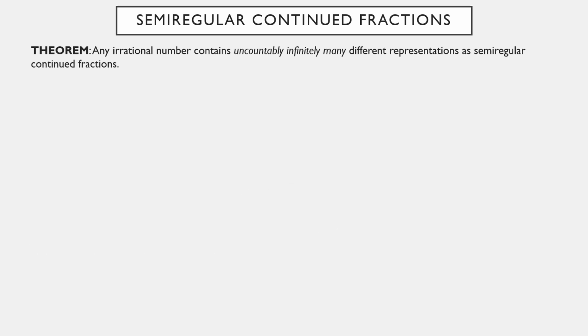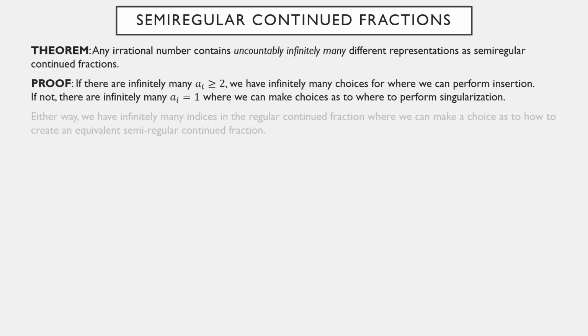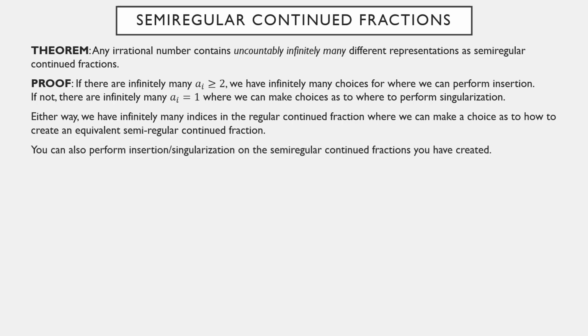You can insert again. Now we can complete the proof that an irrational number has uncountably many different representations as semi-regular continued fractions. Wherever you have a partial quotient 2 or larger, you can choose to perform insertion or not, and you can make a choice about how many ways to do it. Okay, if there are not infinitely many partial quotients bigger than or equal to 2, then past a certain point they're all equal to 1, and you can make infinitely many different choices as to where to perform singularization. Either way, you have infinitely many indices in the regular continued fraction where you can choose how to make an equivalent semi-regular continued fraction. And you can perform insertion singularization on the semi-regular continued fractions you create.